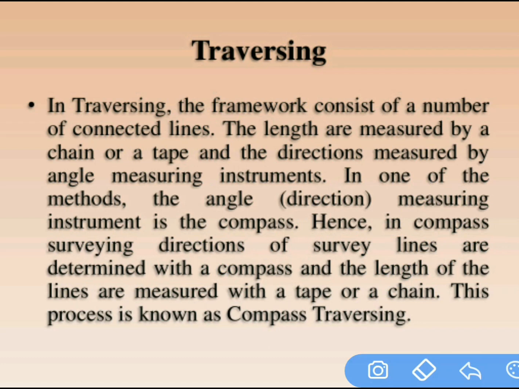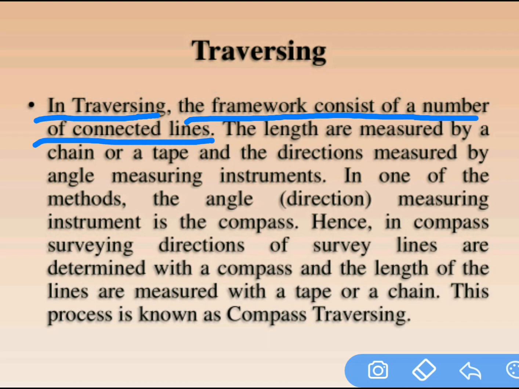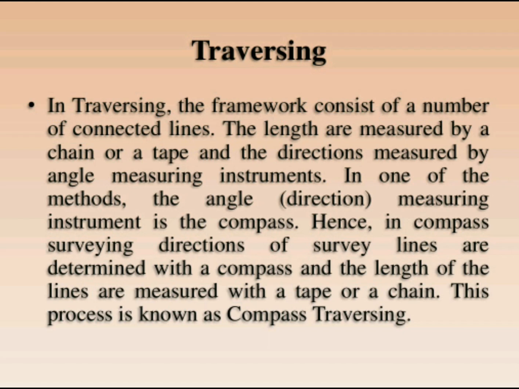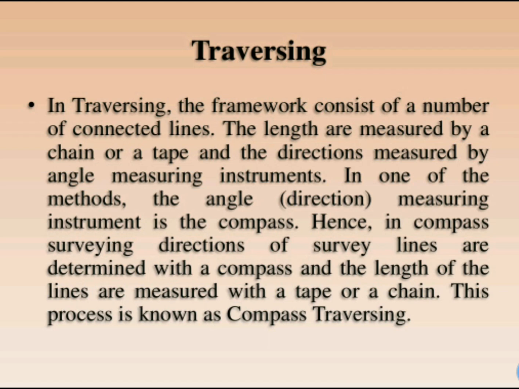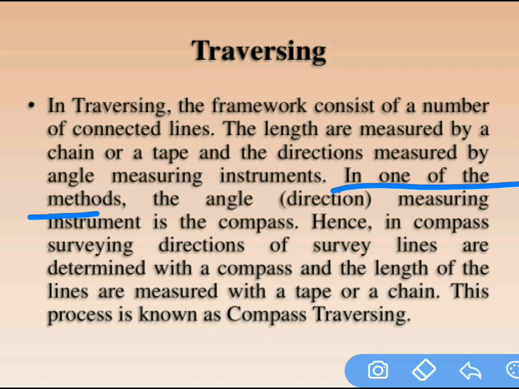Next, I will simply read all these sentences for your sake. In traversing, the framework consists of a number of connected lines. The lengths are measured by a chain or tape, and the directions are measured by an angle measuring instrument. In one of the methods, the angle measuring instrument is the compass.